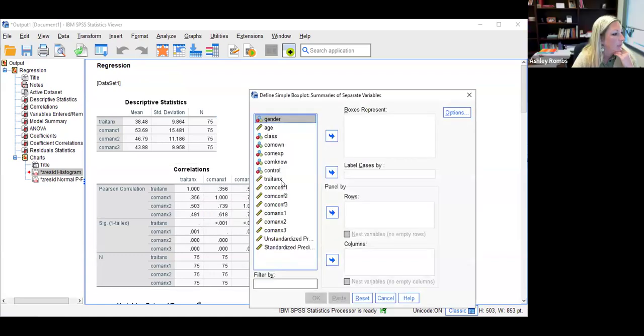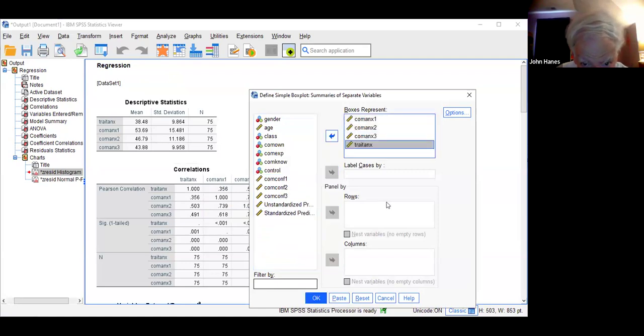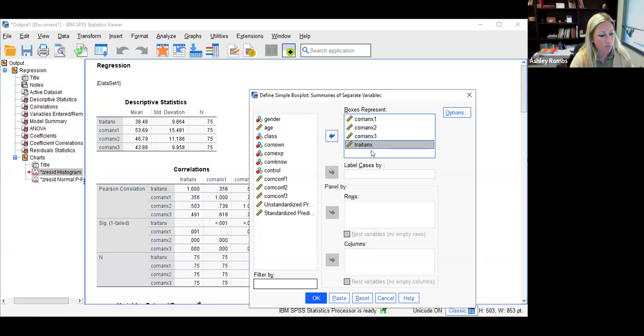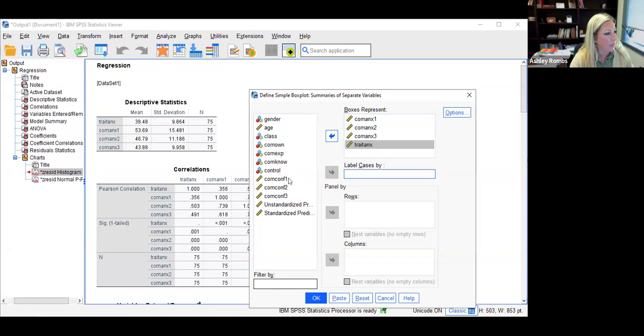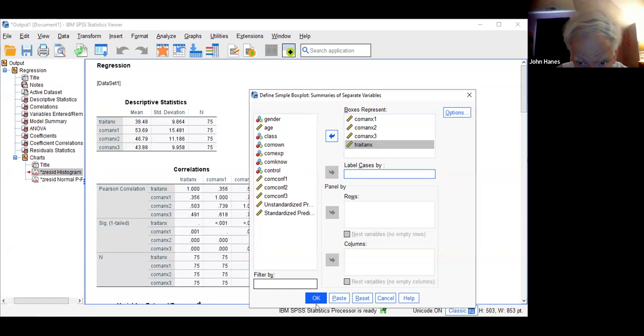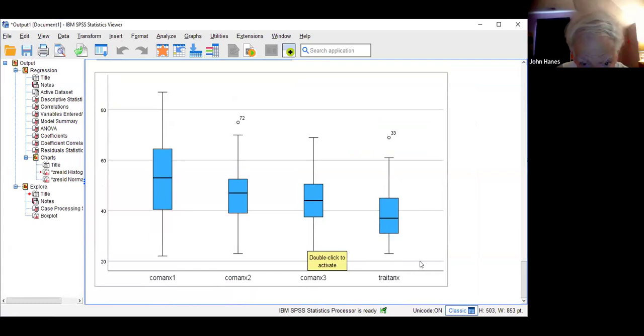And then the boxes are going to represent, wait, I just totally forgot how I did this earlier. Okay, there's four variables, trans, dx, and put that in the boxes represent part as well. Okay. And then what should I label the cases by? I think you can just leave that blank. If you had a set of labels, that'd be fine, but there you go.